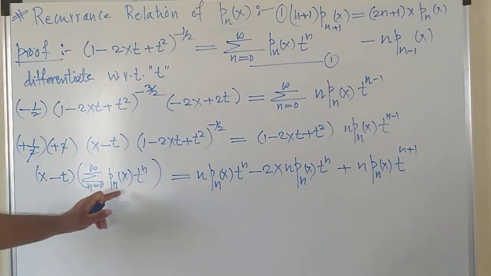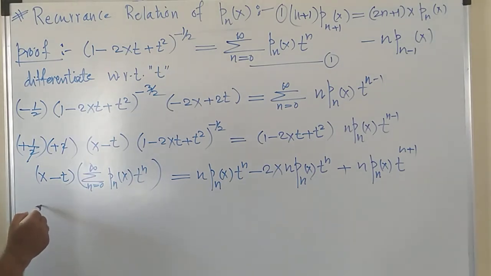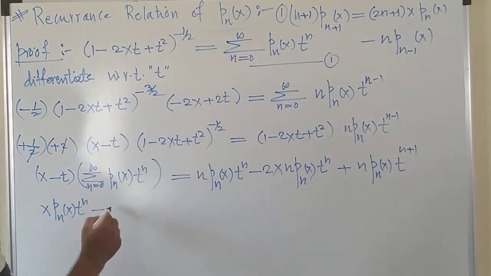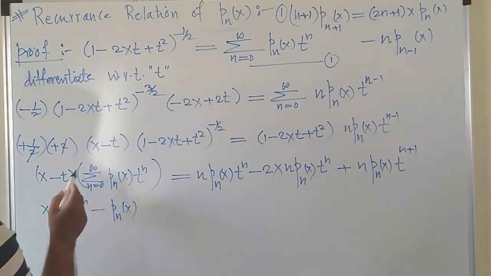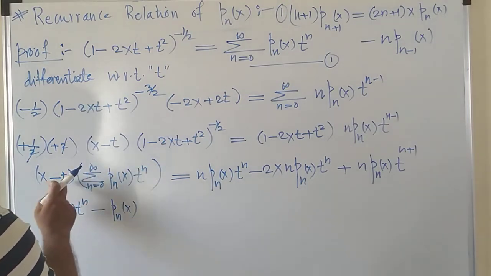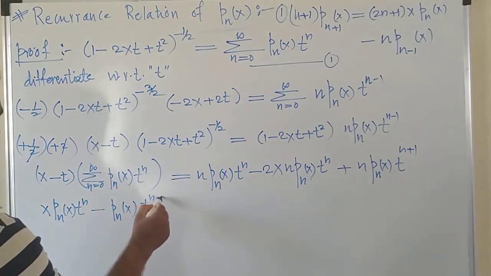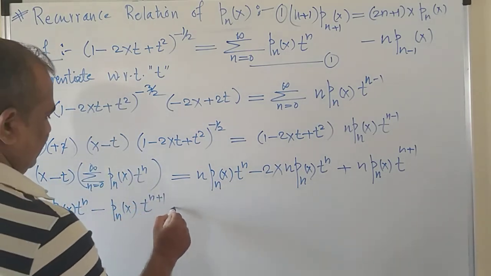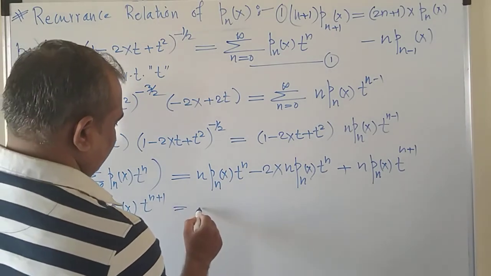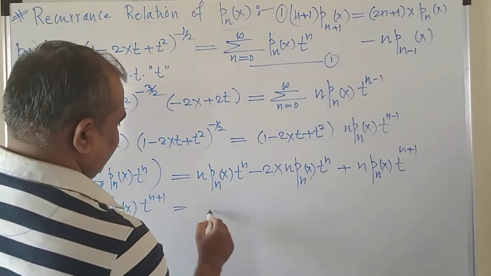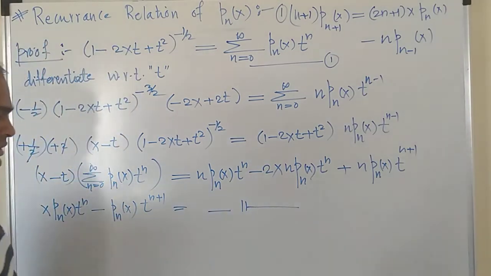And now you can multiply by this term also, so that you will get x into Pn of x t raised to n minus Pn of x and t raised to n plus 1. This is equals to, this relation will be same here, so I will not write this complete relation, right? Now we got this.